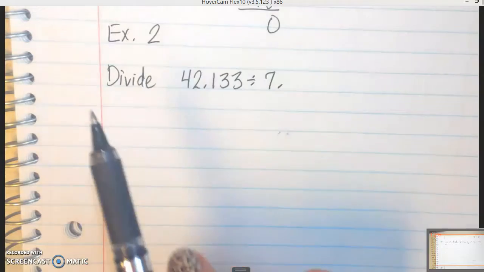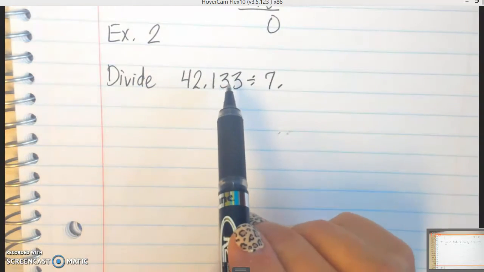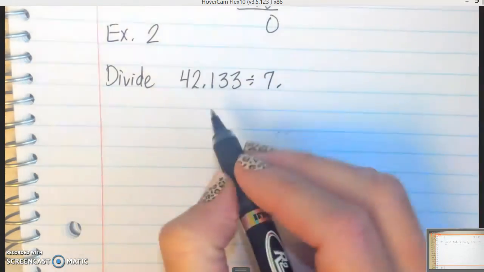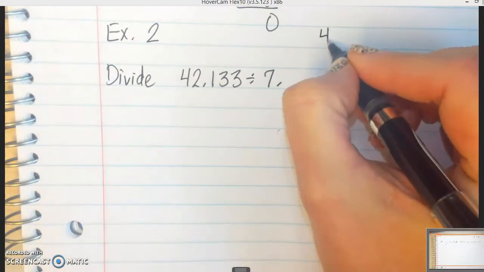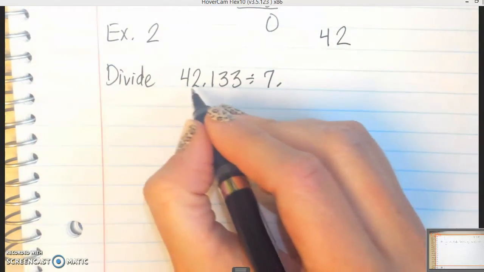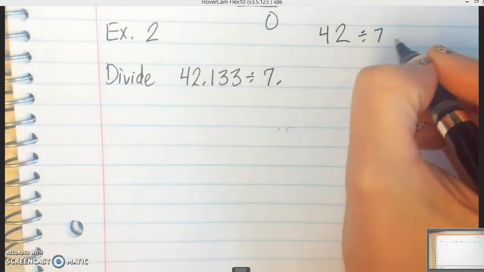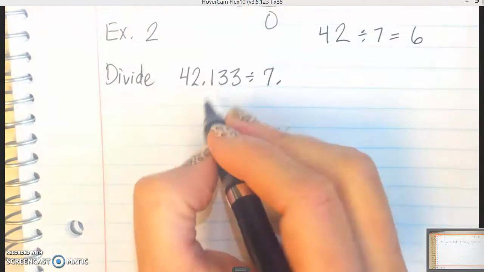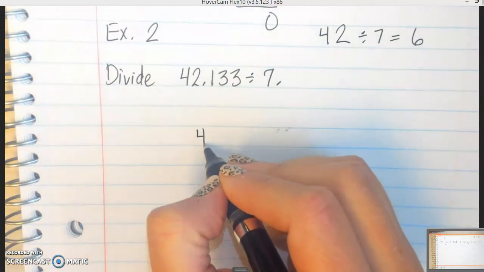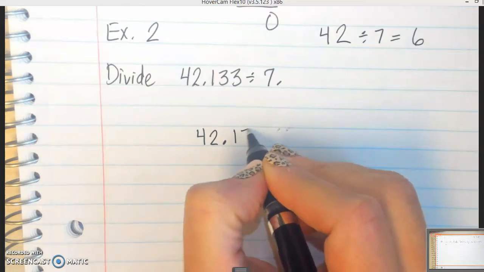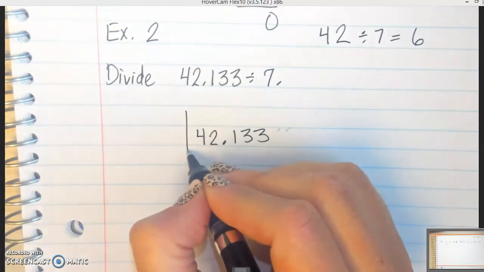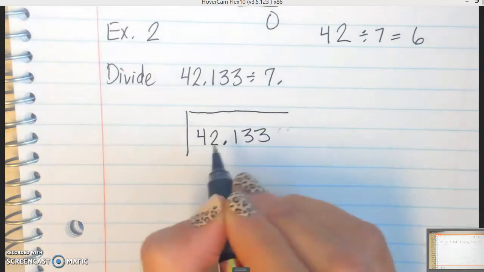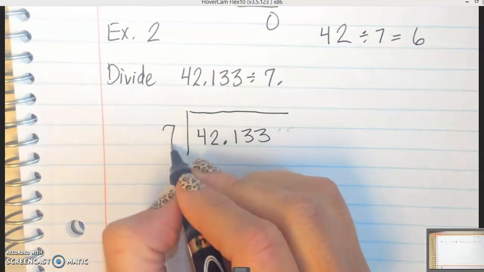Alright, for example 2, we're going to divide 42 and 133 thousandths by 7. Real quick, just a little estimation. If I'm looking at this, I know that my whole number part, the 42, divided by 7 would be 6. So when I get my answer, it's going to be around 6. So now I'm going to go down here, I'm going to divide. So I'm going to rewrite it. I'm giving myself more room than I need up here in case I need to do any regrouping. Probably won't.